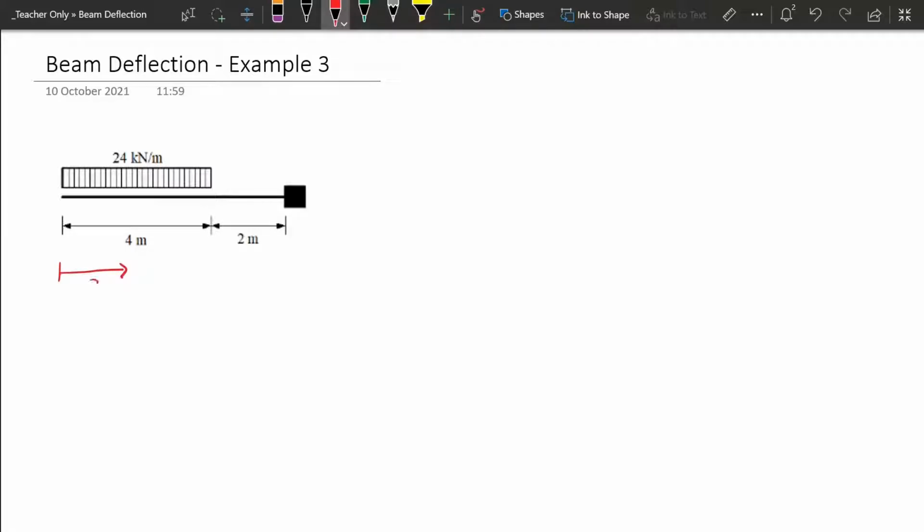Our Z axis is going to go from left to right, and the first thing we need to do is write some sort of moment equation. The first thing you have to understand here is that the moment for this case should be parabolic because it's a UDL, so we should expect some sort of z squared function. Now, how do we get this z squared function?